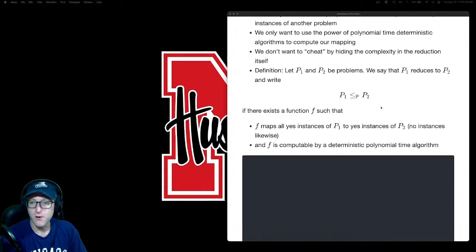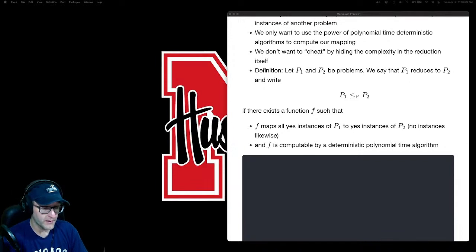That's where the subscript comes in right here. With the subscript, we're saying that we're only going to use the power of polynomial time in order to do our reduction. We're not going to abuse a full-blown non-deterministic polynomial time Turing machine in order to hide the work and let it do our work for us. All right? Now, this allows us to define both NP and NP-completeness.